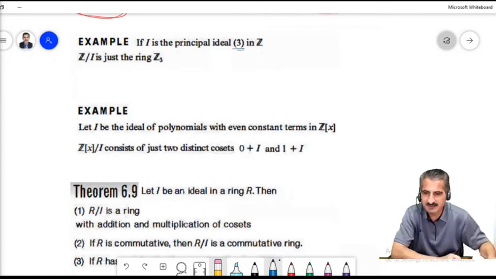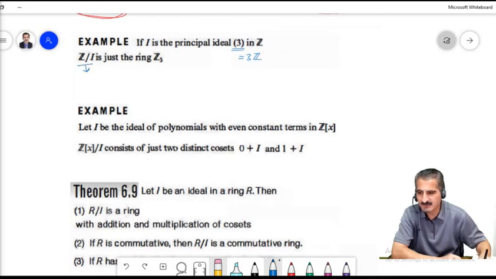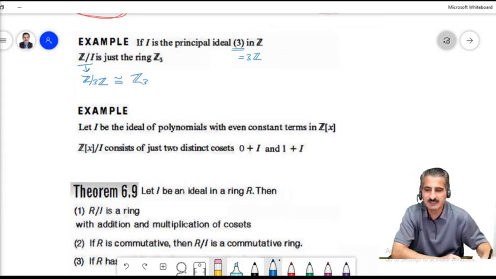This is the ideal generated by 3 in Z, which is the same as 3Z, and now this becomes Z over 3Z, and you know this is isomorphic to Z3. Okay, and now we have the cosets here to be, let me write that, the cosets are 0 plus 3Z, and 1 plus 3Z, and 2 plus 3Z.